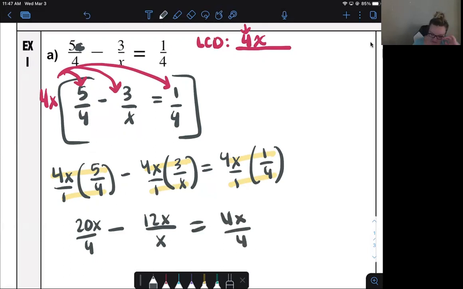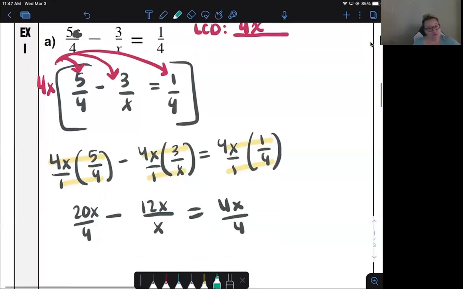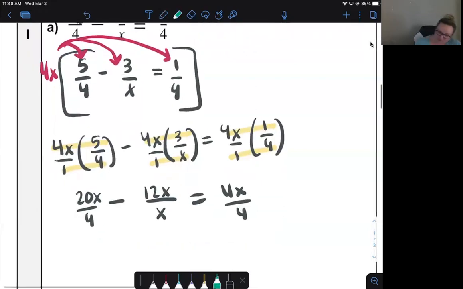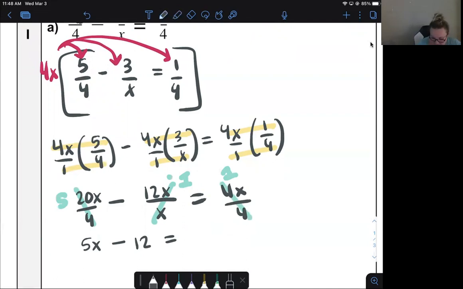So notice something really handy is about to happen. 20 divided by 4 is 5. Then 5 times x is 5x. Minus x divided by x is 1. Then 12 times 1 is just 12. 4x divided by 4, well, 4 divided by 4 is 1. 1 times x is just 1x.